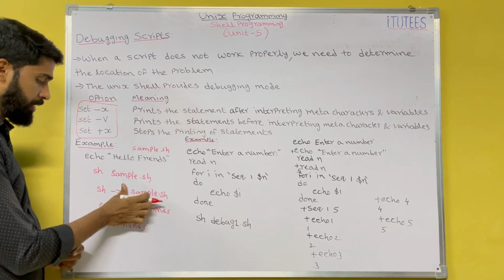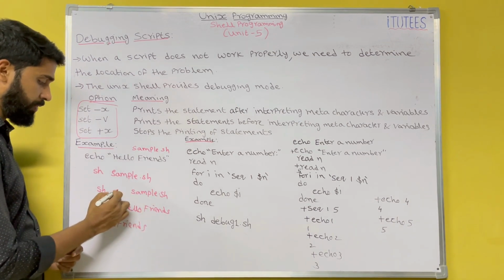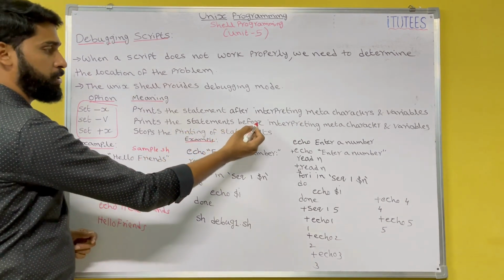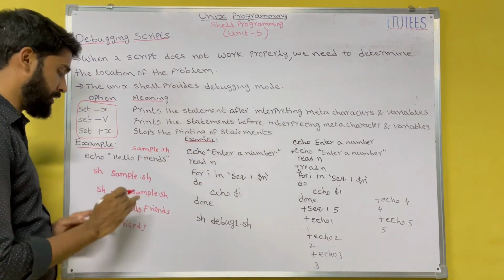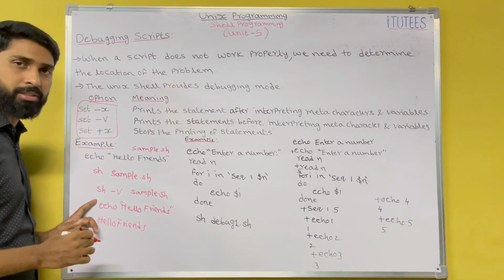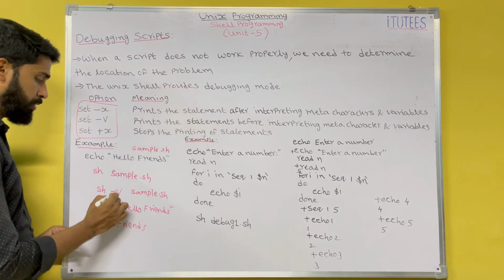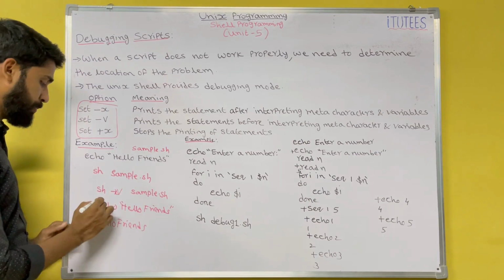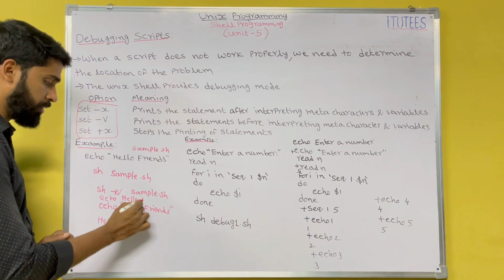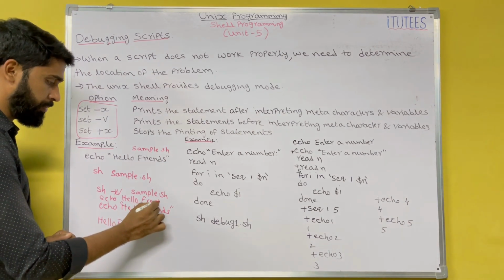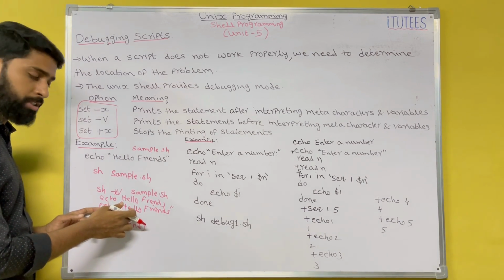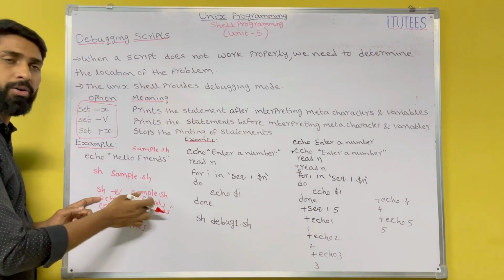If in the place of x you are using v, then it prints the statements before interpreting meta characters. Before interpreting meta characters, it looks like this. If you are using both x and v, then it displays both: before interpreting, in double quotation marks, and after interpreting, hello friends.